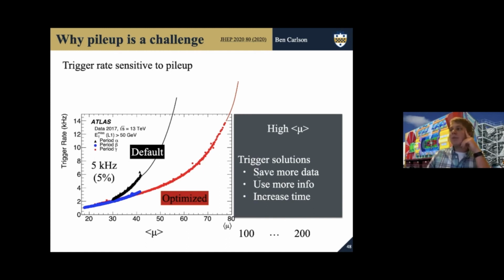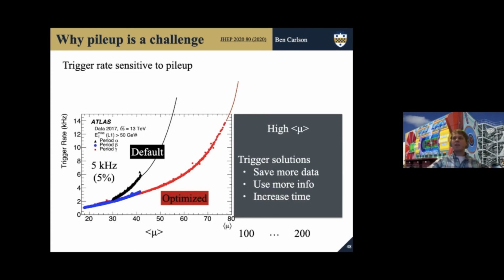You have to be able to save more data, so you have a higher rate that you can read out from the detector. You need to be able to use more information in the trigger system. So instead of having just a little bit of information from the calorimeter, you need a lot more, and then you need more time to make the decisions in the trigger. So these are some of the kinds of strategies. All of them are being pursued by ATLAS for the high luminosity LHC, and they will be necessary to deal with this kind of problem.